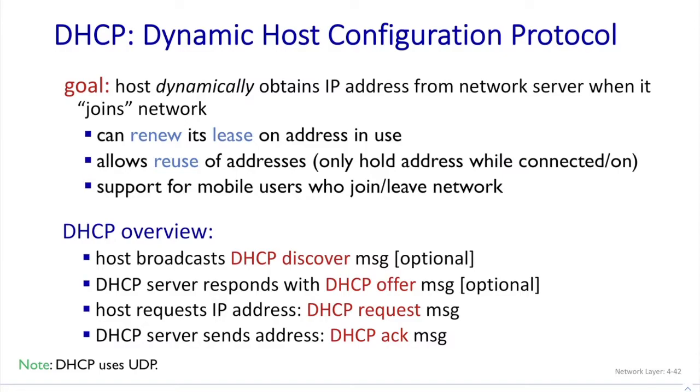The goal is for the host to dynamically obtain an IP address from the network server when it joins the network. It can renew its lease on the address in use, allow reuse of IP addresses, and support mobile users who join the network. Basically, DHCP has 4 packets: DHCP discover, DHCP offer, DHCP request, DHCP ack. By using these 4 UDP packets, a new mobile user can obtain an IP address from the DHCP server.